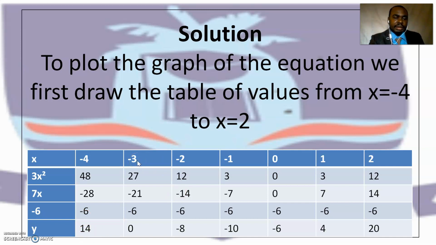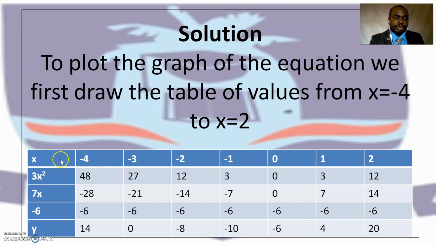-3 squared will be 9. 9 times 3, 27. Whereas -3 times 7 will give us -21. 6 is a constant. So 27 minus 21 minus 6 will give us 0. And that is how we find the corresponding values of y for these values of x.